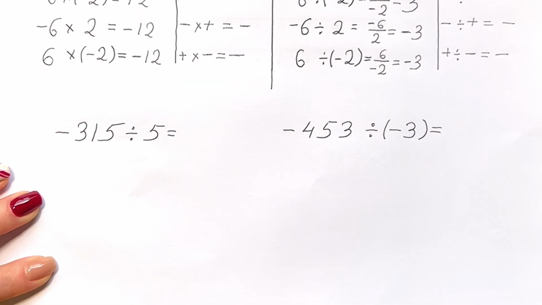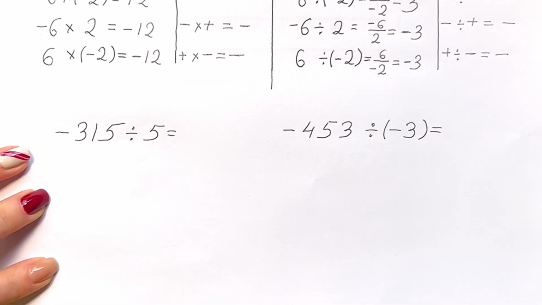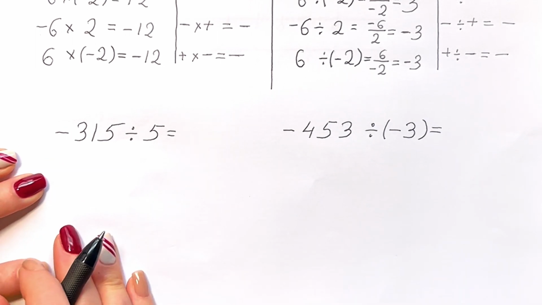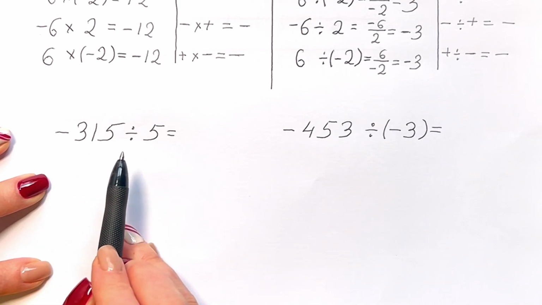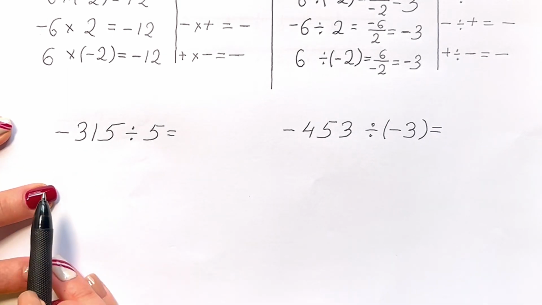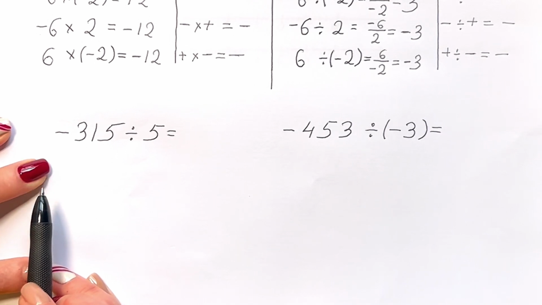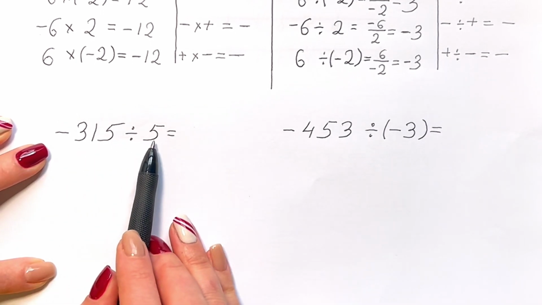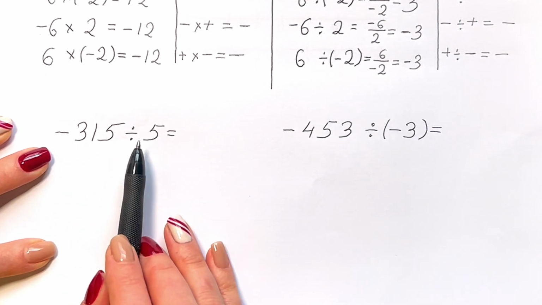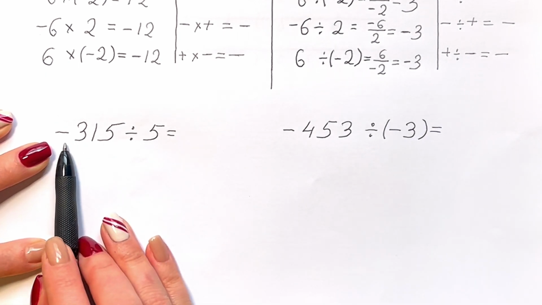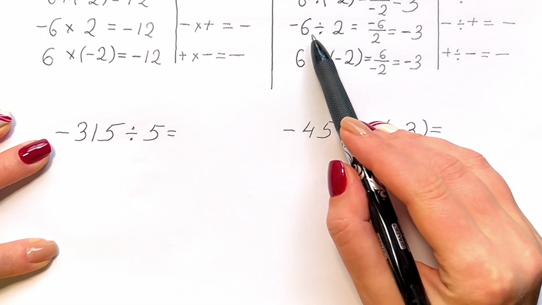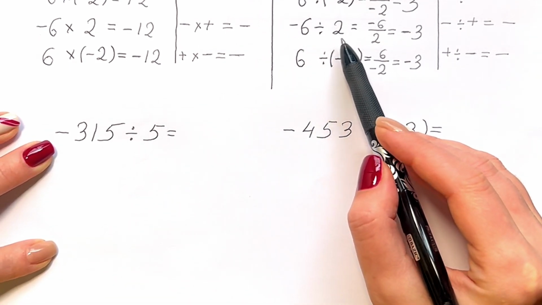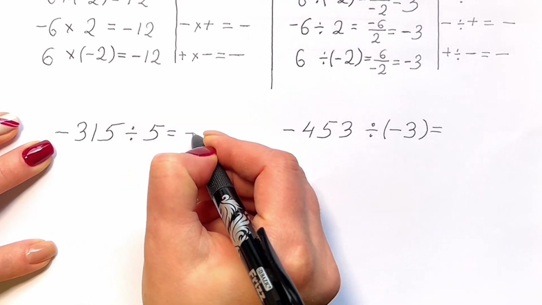Okay, let's do multi-digit numbers, big numbers. So let's say I have negative 315 divided by 5. First of all, I'm going to figure out what the sign of the answer is going to be. So negative divided by positive. Negative, positive, I can cancel out this negative sign. So it's negative. Negative divided by positive is negative. So the answer will be negative.